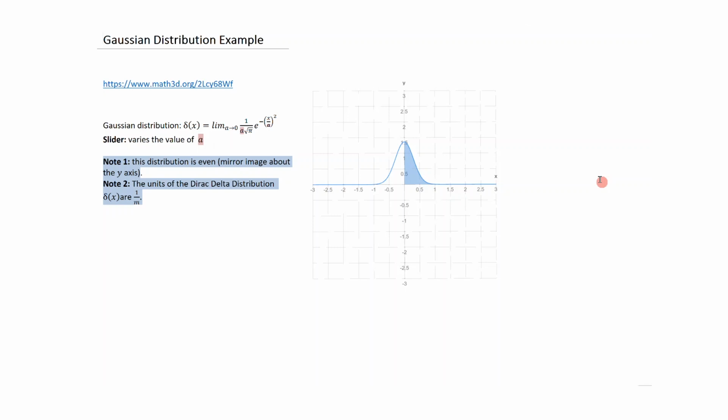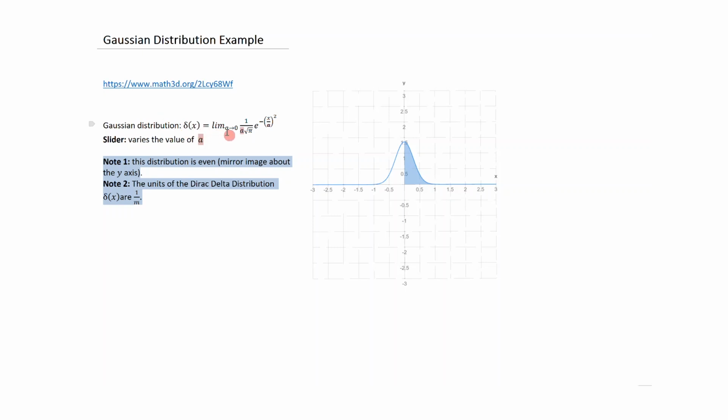In this case, we call it a Gaussian distribution. There are an infinite number of possibilities and combinations available out there. You choose the one that serves your purpose, usually for the sake of making calculations easy. If you want to see an interactive simulation for this distribution, you can click on the link that you see over here. So the Gaussian distribution, again, delta of x, would have this form.